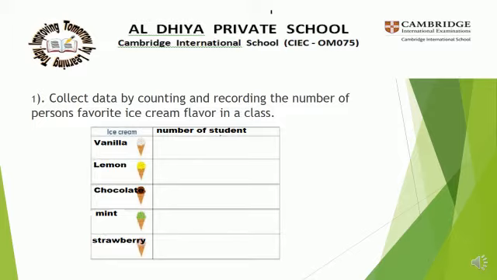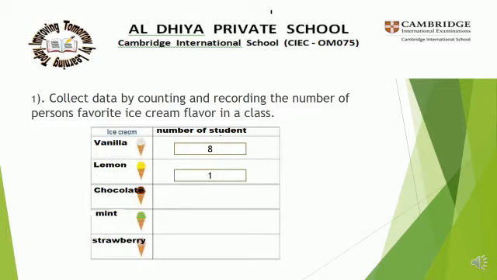Okay. First, see the table, number of students. First is vanilla flavor. When I entered the classroom and asked, how many of you like vanilla flavor ice cream? 8 students raised their hands. So, here I am writing 8. Then the next flavor is lemon. How many of them raised? Only 1 student raised. So, lemon flavor only 1.